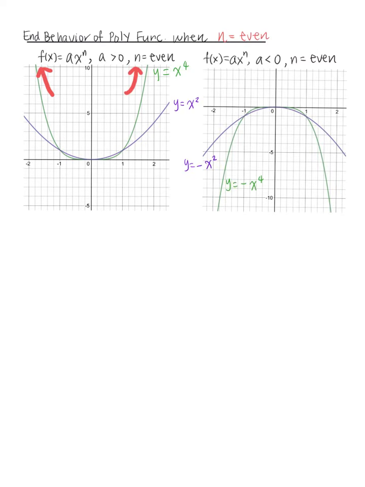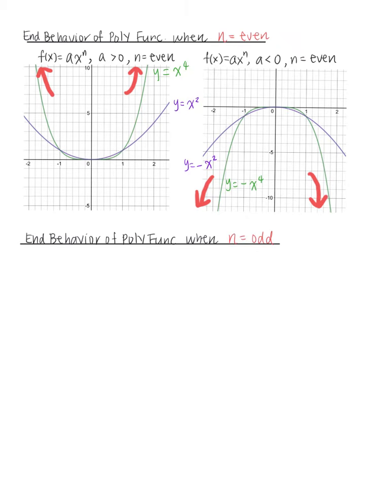Now let's take a look at f of x equals ax to the n, a power function where a is negative and n is even. For example, we have y equals negative x squared and y equals negative x to the fourth. As we learned, that's nothing but a reflection about the x-axis of y equals x squared and y equals x to the fourth. But look at the tail end of the graph. That's called the end behavior. It's always going to go downward this way and downward this way.